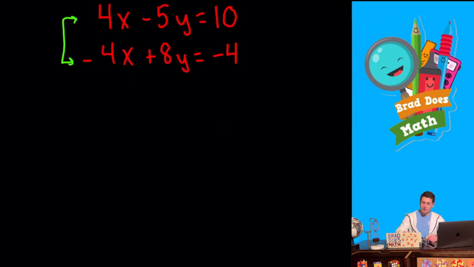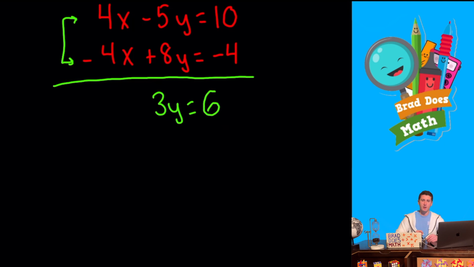So I'm ready to just add these two equations together. Once you have a variable that's the exact opposite of the other, you just add the equations together. So I'm going to add straight up and down. 4x and negative 4x are eliminated. That gets you 0. And then negative 5y and 8y get you 3y. And 10 minus 4 is 6. And notice how now we have an equation that we can solve quite easily. 3y equals 6. Divide both sides by 3, and you get y equals 2.